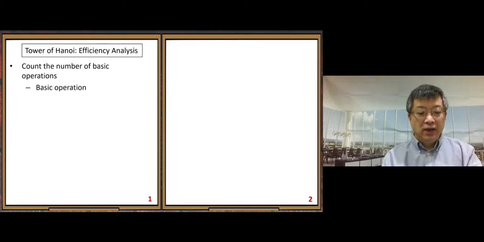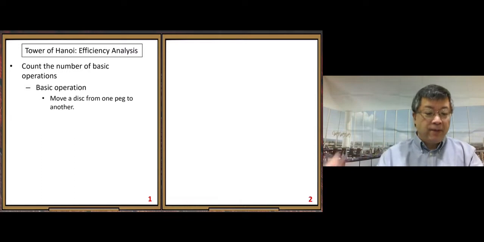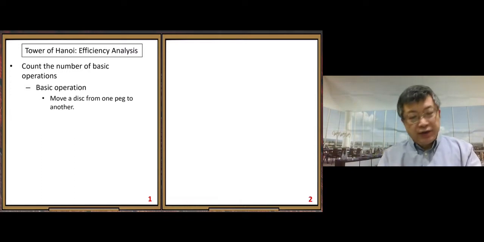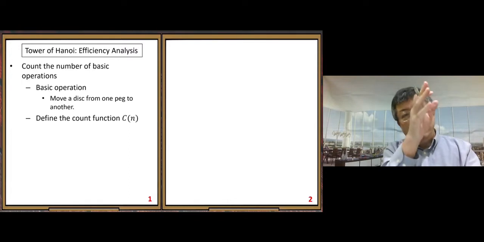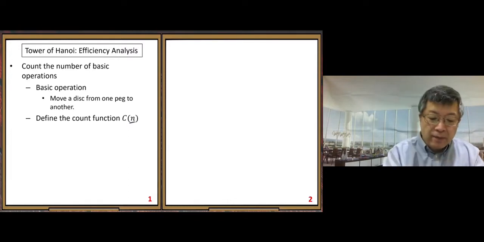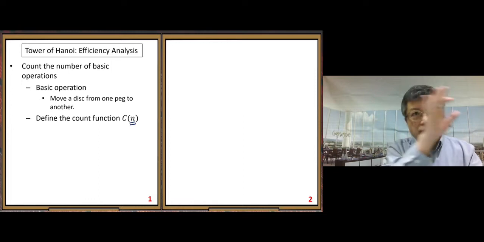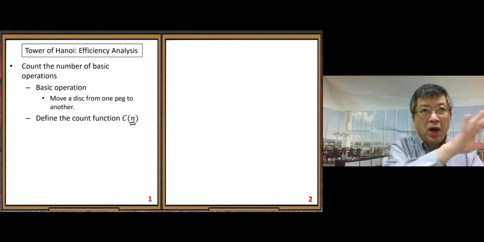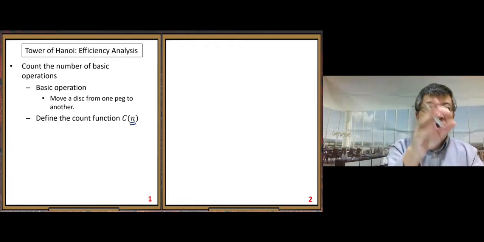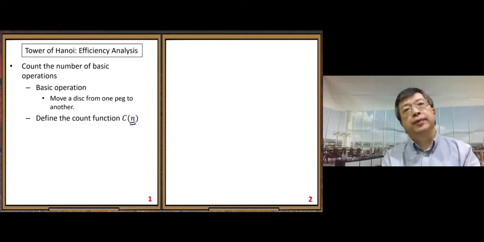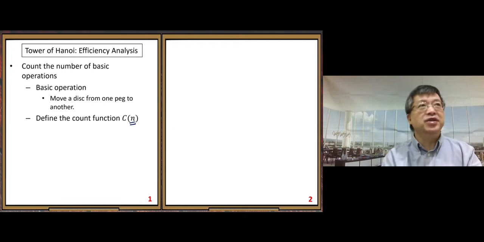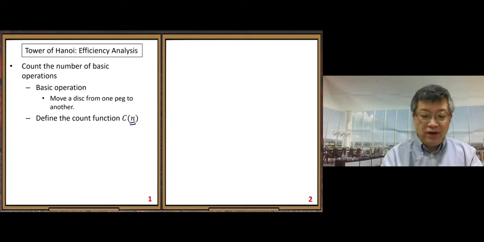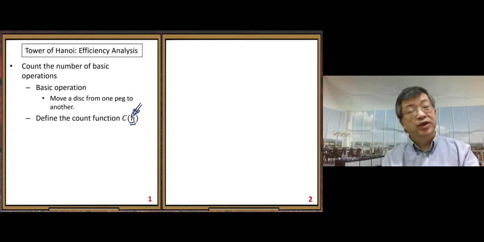First, we define that function. For a problem of size n, the number of disk moves to solve the whole problem is C of n. All right. Then we derive the recurrence relation on this function. It's pretty simple, pretty straightforward.